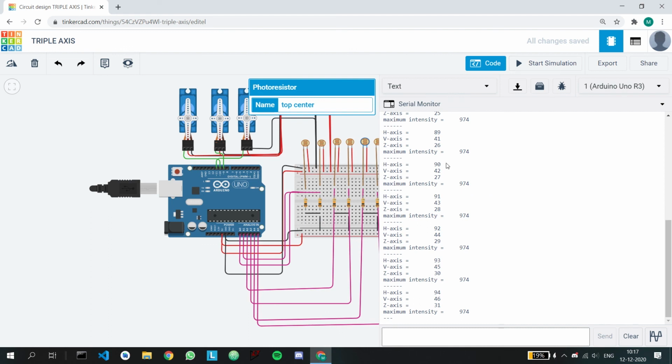as we can see, all three servo motors are changing their values, and we can see there is a maximum intensity of 974.